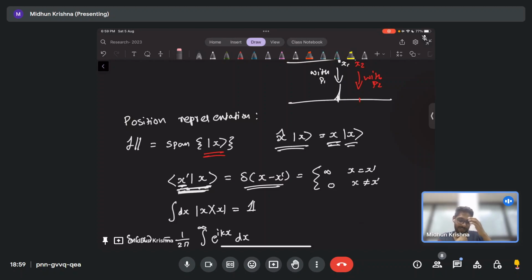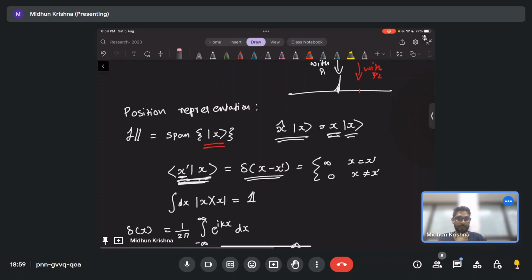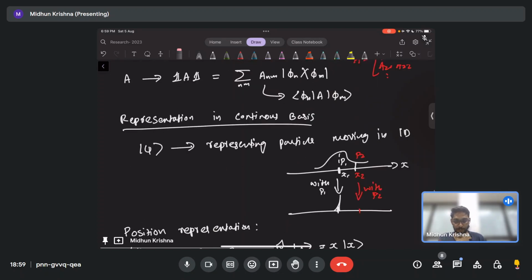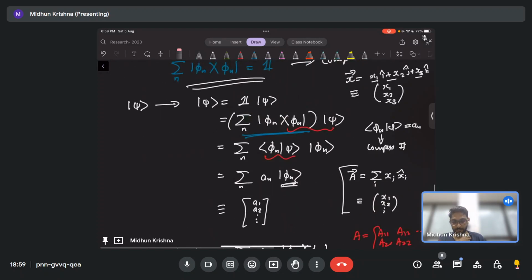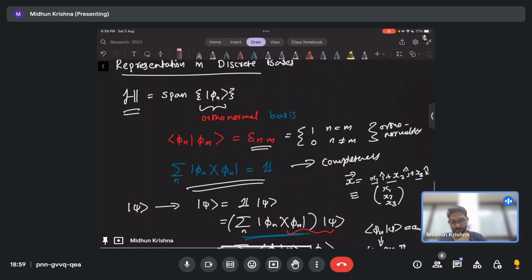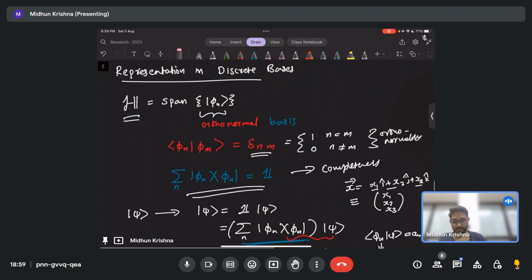But since these bases are continuous, there are some subtleties that you have to deal with. When H is equal to H prime, this thing blows up. So that's how these eigenstates look. This is the analog of the orthonormality that we had here. In the finite or discrete basis case, for every natural number n, we had a basis state phi n, and it followed this relation.